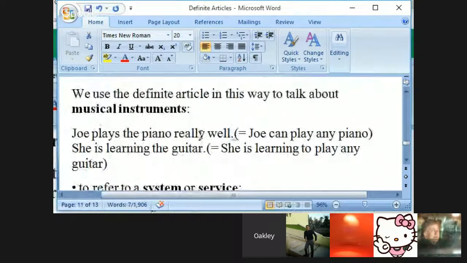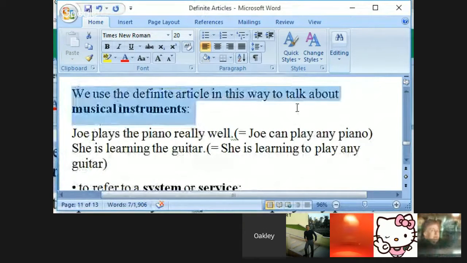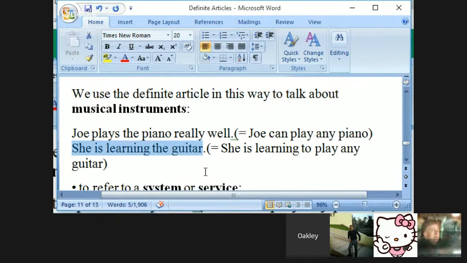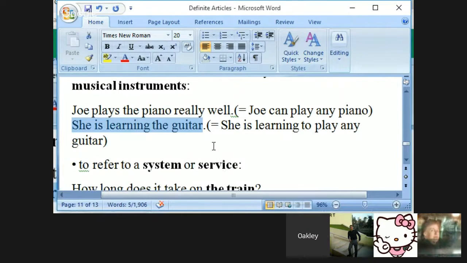Okay. Another specific use: musical instruments. This one's weird, and this one is often ignored, frankly. Joe plays the piano really well. Joe plays piano really well. I wouldn't really worry about this one too much. This is a specific use of the, which I think, I don't know, maybe British people always say the when they say an instrument, but I will tell you Americans do not. You're very likely to hear she is learning guitar or she is learning the guitar, either one. Very common for Americans, anyway.